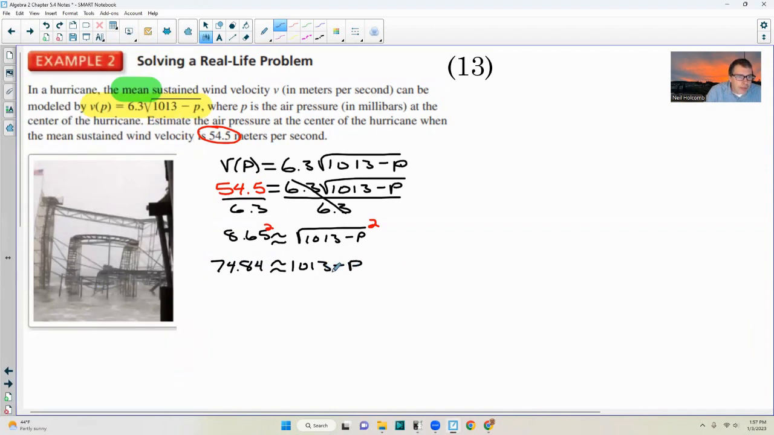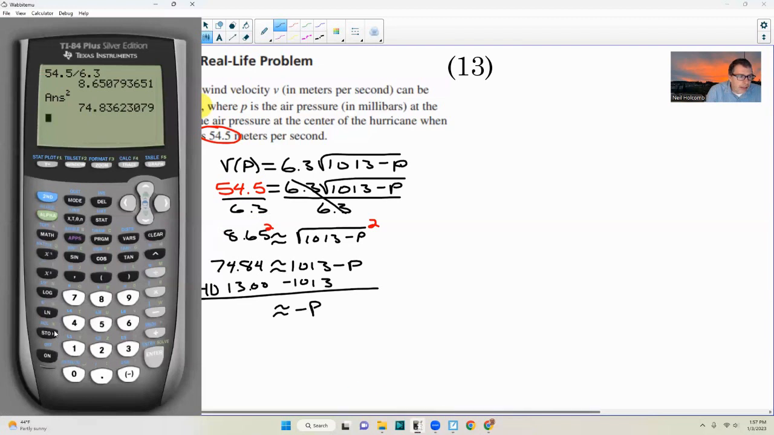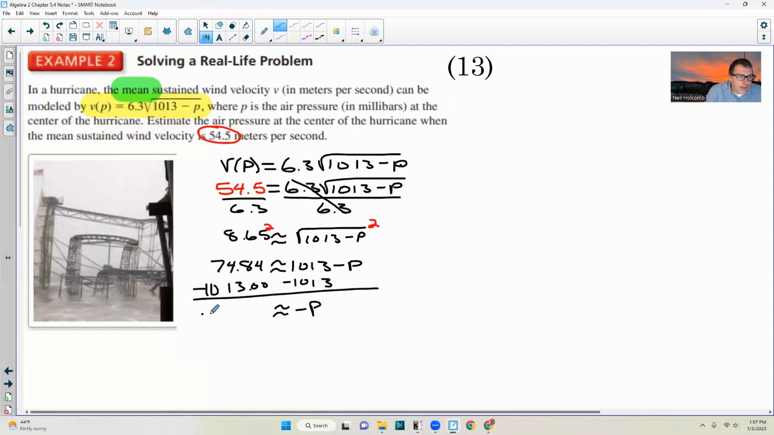Okay, in order to get P by itself, I need to now get rid of this 1013 by subtracting it. And that is going to give me a negative P on this side. And if I take 74.84 minus 1013, I get negative 938.16.